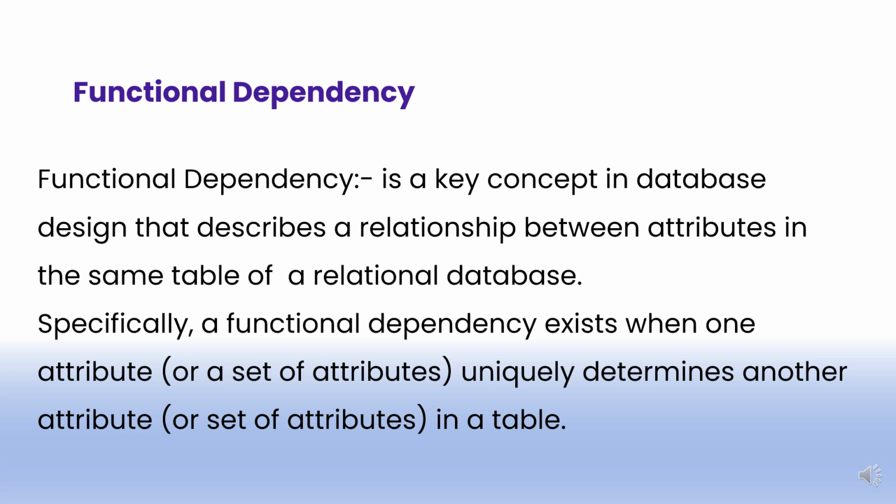Functional dependency is a key concept in database design that describes a relationship between attributes in the same table of a relational database. Specifically, a functional dependency exists when one attribute, or a set of attributes, uniquely determines another attribute or set of attributes in a table.